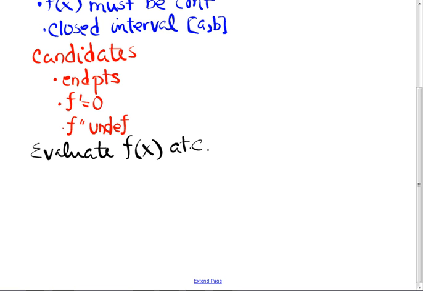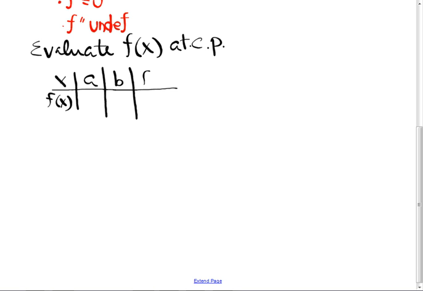Now, I prefer to do a little table of values. You don't have to, but at least it keeps me organized. Here are the critical points: the endpoints, where the derivative equals 0 and where the derivative is undefined. You might not have all four. Most likely you won't. And then you just look and see which is the biggest, which is the smallest.